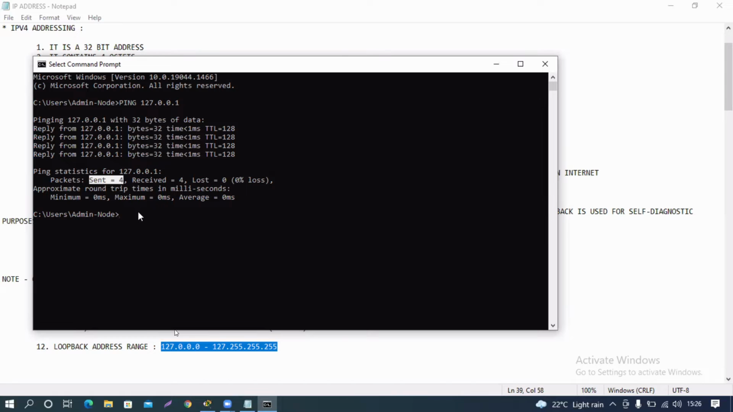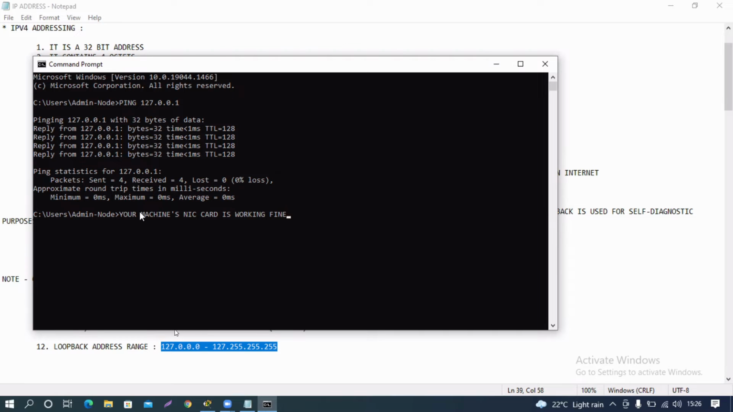So when you see this type of output, it simply means that your machine's NIC card is working fine. Okay, means you are sending and receiving. This is exactly what is required for network communication. So it is working fine.